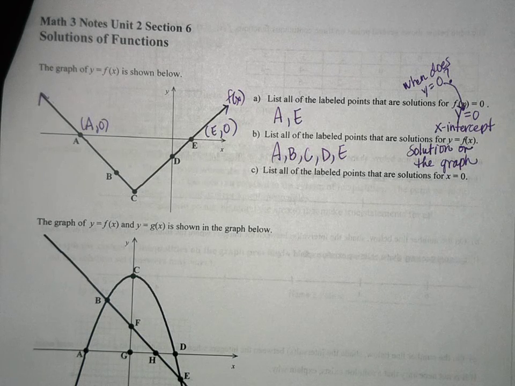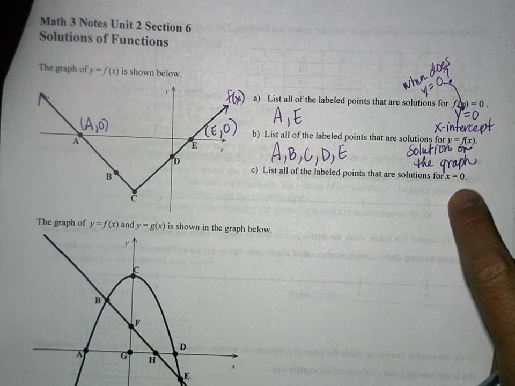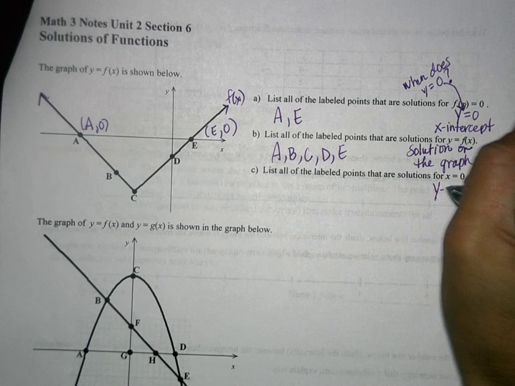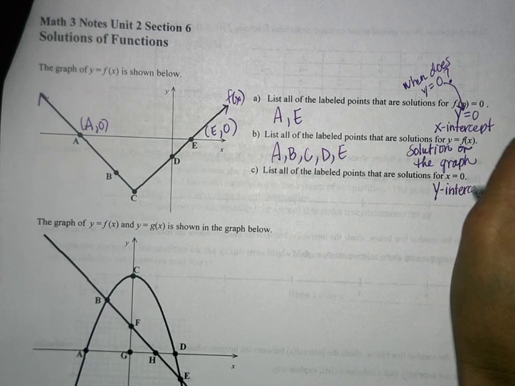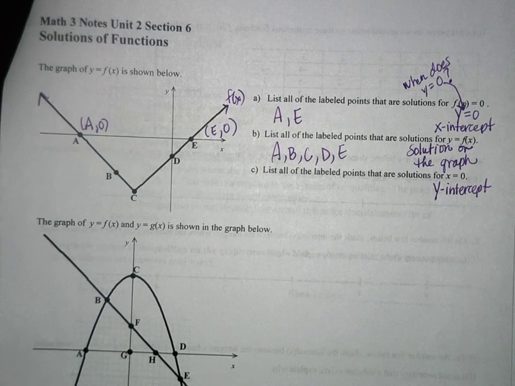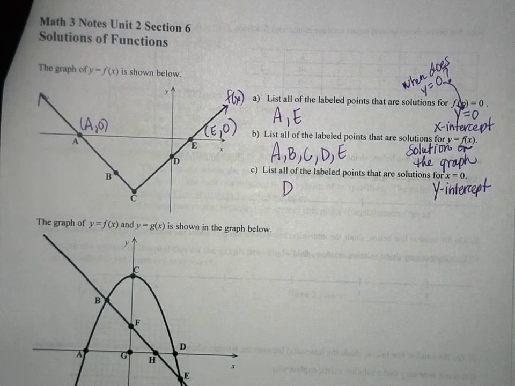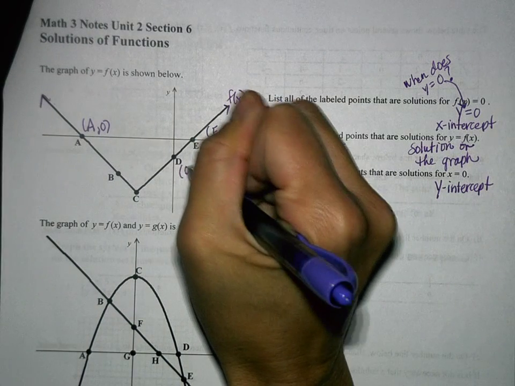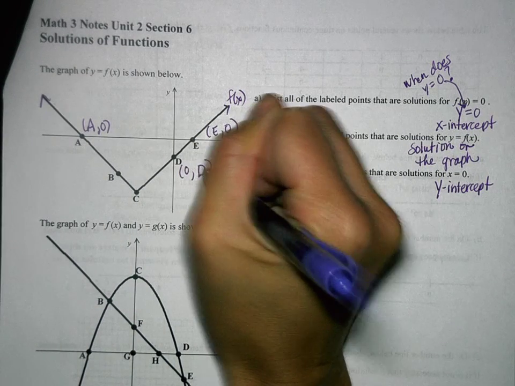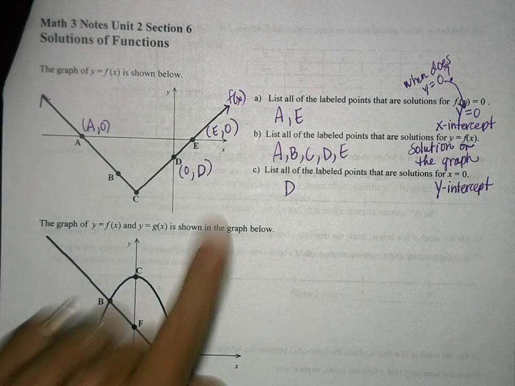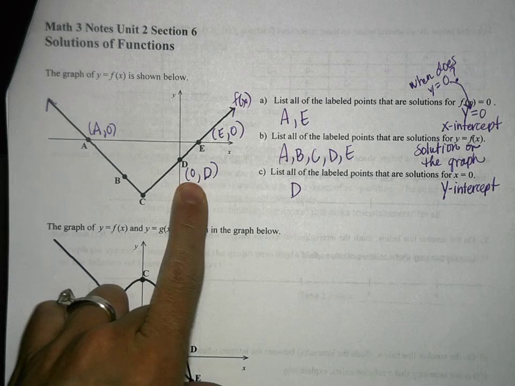Okay, so the next one says, list all the labeled points that are solutions for x equals 0. So x equals 0 is actually what? Very good. That is actually your y-intercept. Okay, and so what is the only point on here that's a y-intercept? D. And this point right here is actually 0 for the x and then D for the y. And so that is where x equals 0. You can see that for that ordered pair, x is 0, y is D.